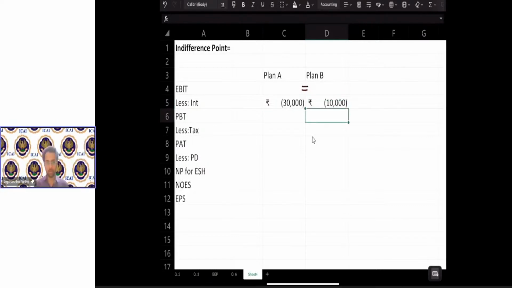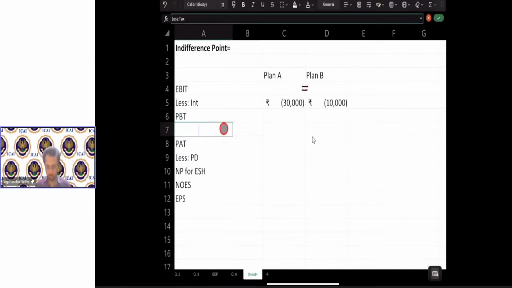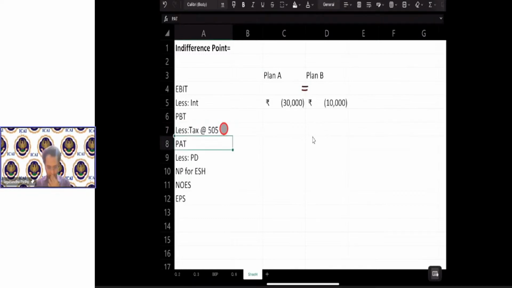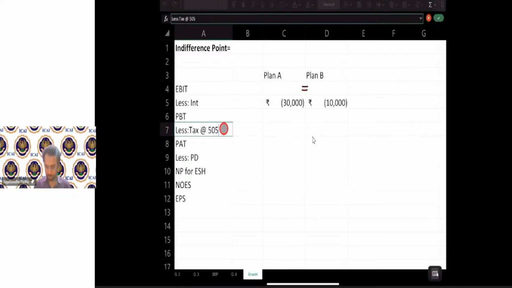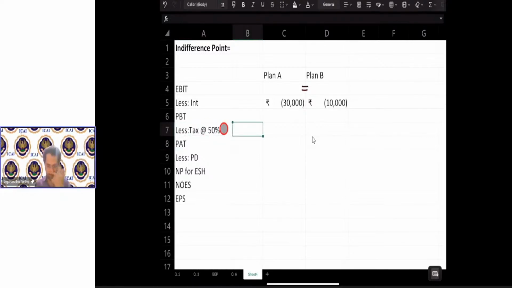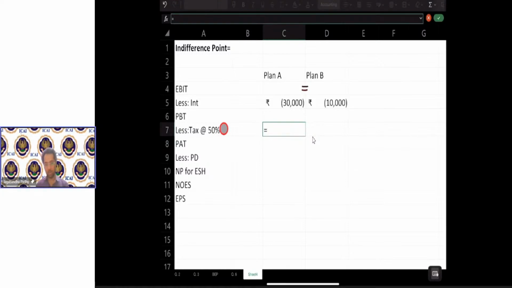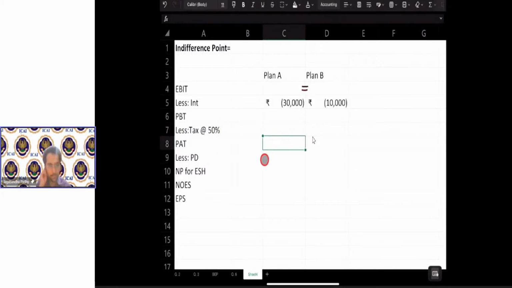Negative 10,000. Now, PBT will definitely be after subtracting interest from EBIT. We will have the tax. Suppose tax is at the rate of 50%. Tax is simply your PBT at 50%, and then you get the PAT figure. So PAT will be after subtracting the tax.